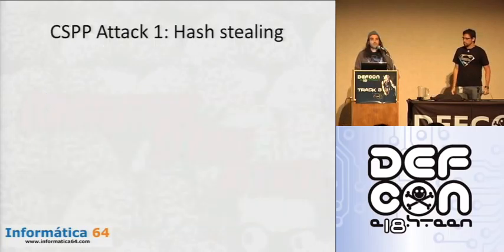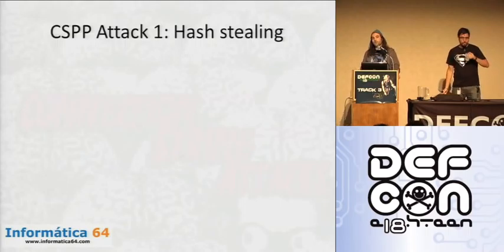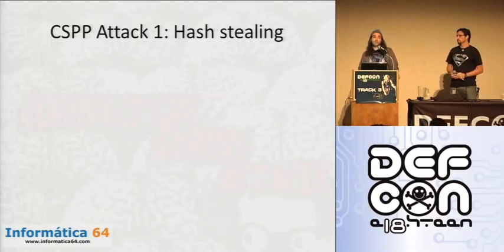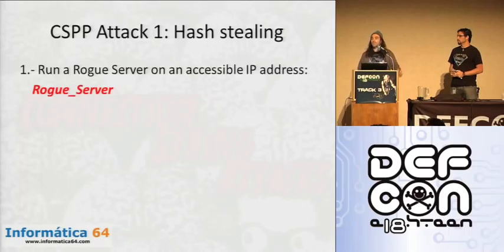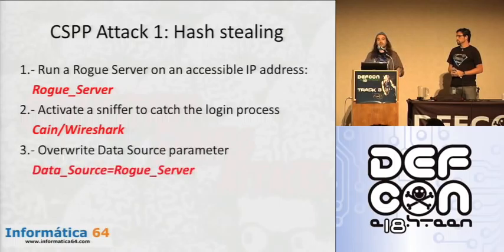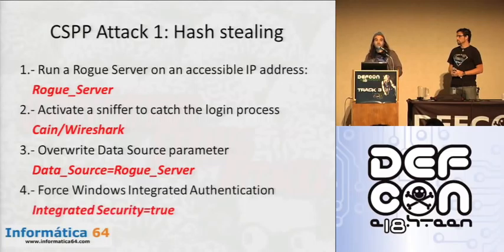So let's see this behavior in some real demos with some commercial products. First of all, let's analyze what kind of attacks can be done. The first one: we can steal the system account of the web server. The idea is to steal the hash, and it's quite simple. First of all, we need a rogue server on which we run a SQL server that we are able to manage. Then we activate a sniffer on it, and then we only have to rewrite the data source parameter in the connection string, and of course set integrated security equals true. That means that the credentials that are going to be used are the operating system credentials.